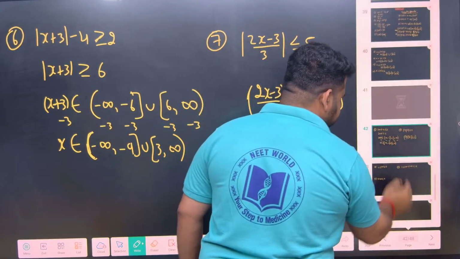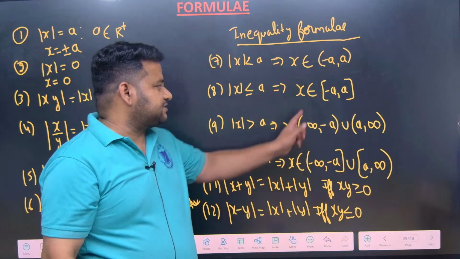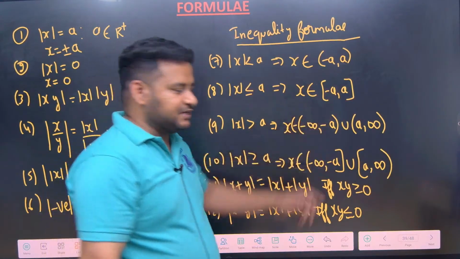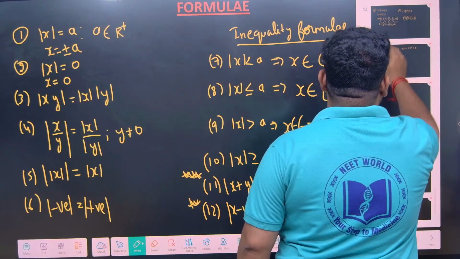Why am I writing it directly? See here, I told you the property. Very important: less than or equal to a means x belongs to the closed interval minus a comma a. So here a is 5, so it belongs to minus 5 comma 5.